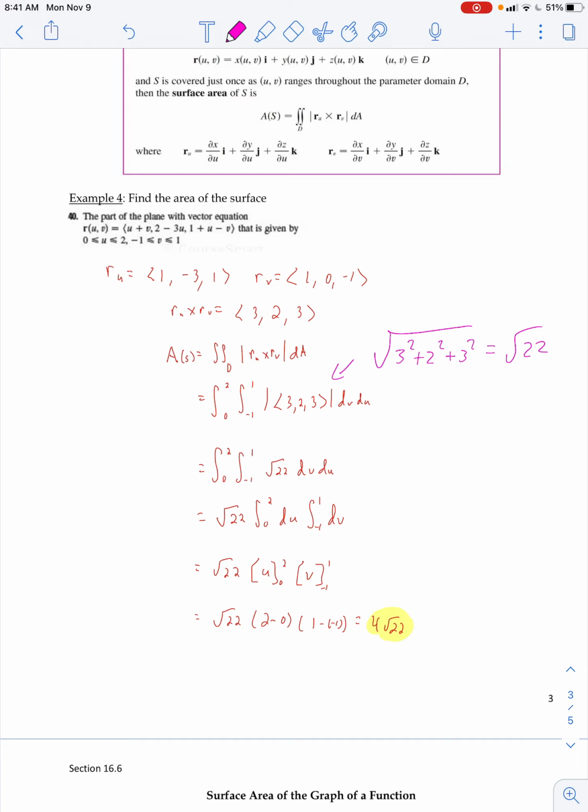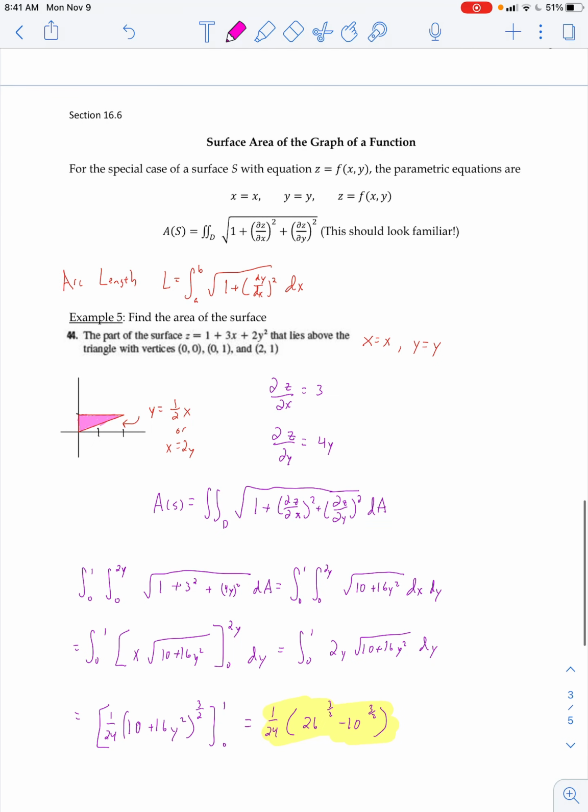I'm just going to go ahead and do the last page as well, because it's not going to take too long. Alright, so, surface area of the graph of a function. So for the special case of a surface S with the equation z equals f of x,y, the parametric equations are x equals x, y equals y, and z equals f of x,y. Kind of something I already told you.